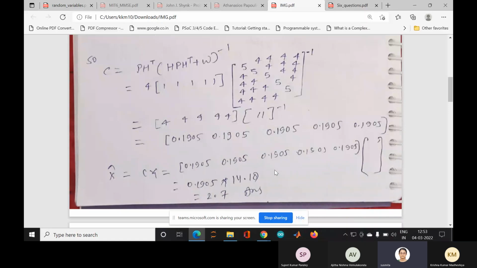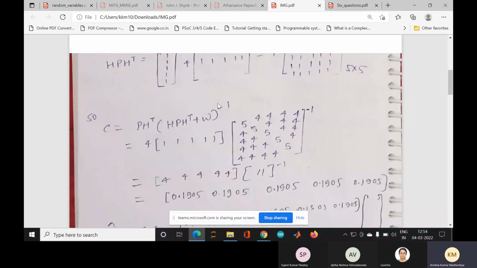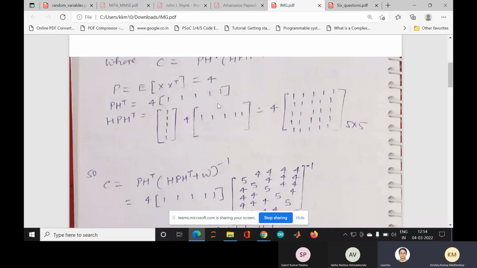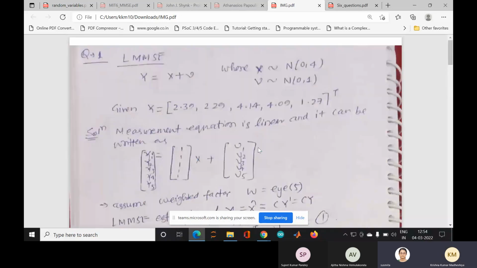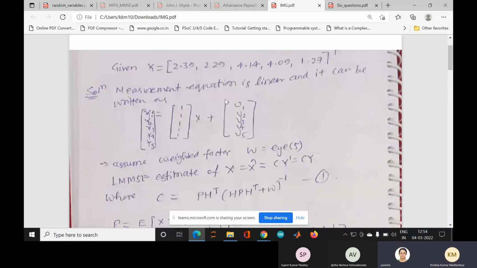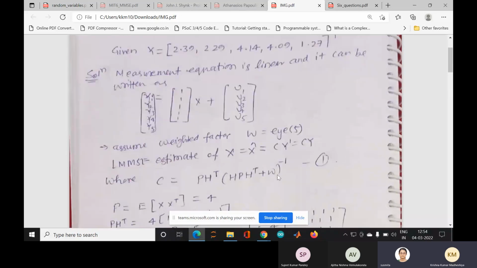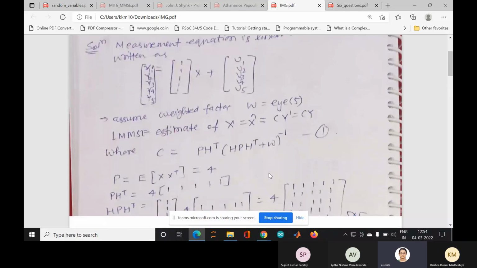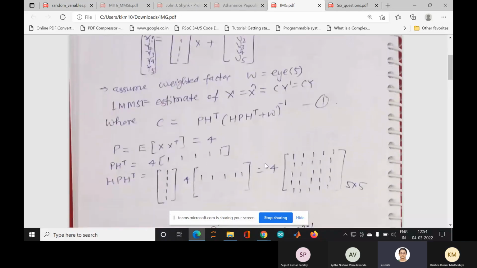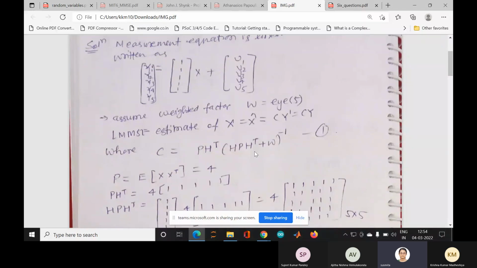What is there to try? The expressions were derived. You just need to put the values and do the calculation. This is a linear equation, not non-linear, so I'm directly putting the values and getting the result. So in this, what is there to try? You just need to put the values. You said you will try. What will you try? I'm not getting what you will try. What do you want to try?